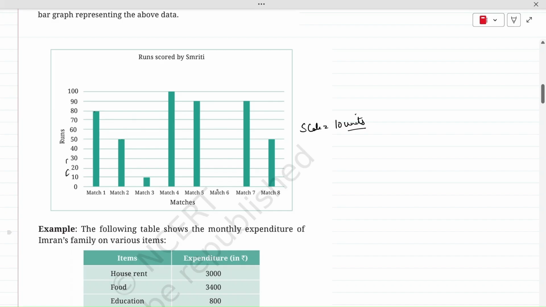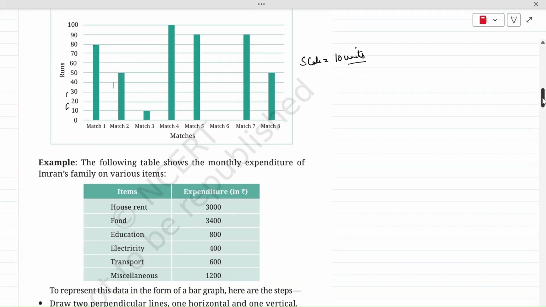And then we have the next match. Again, she has scored 90, and in the last match, she has scored 50. So this is how this has been drawn. It is all on the basis of the data given to us. We have to see which scale we can draw. Okay, so we have to practice more on this.